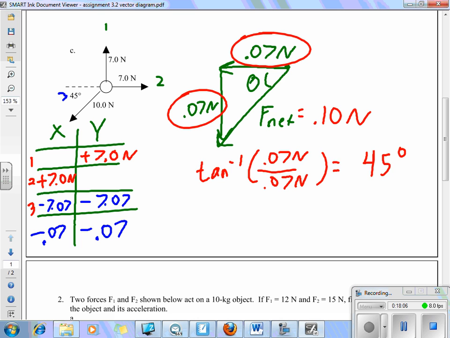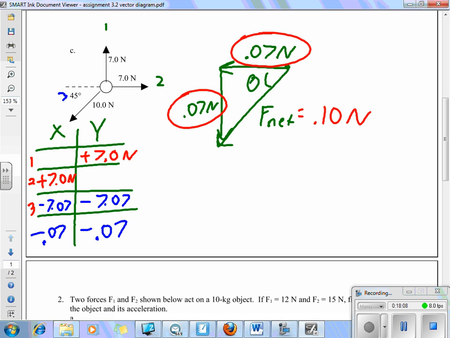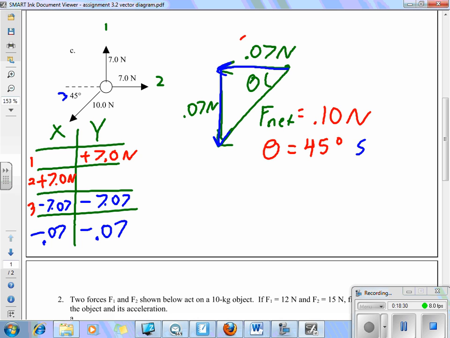Now, that's not necessarily the answer quite yet, because 45 degrees, yeah, that's theta. But again, 45 degrees could be pointing any which way. I want to clarify which particular way this 45 degrees is pointing. In this case, to analyze the direction for it, I would say that originally I had my vector heading west, and I had to go south from that to make my angle. So I am south of west. So my net force is 0.10 newtons at 45 degrees south of west.